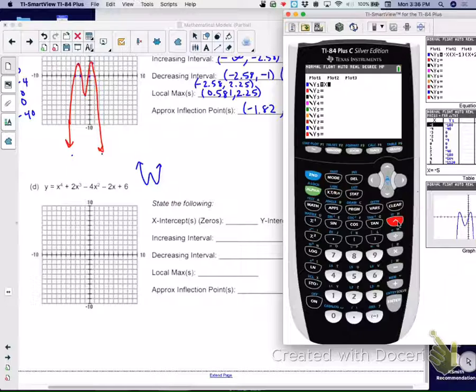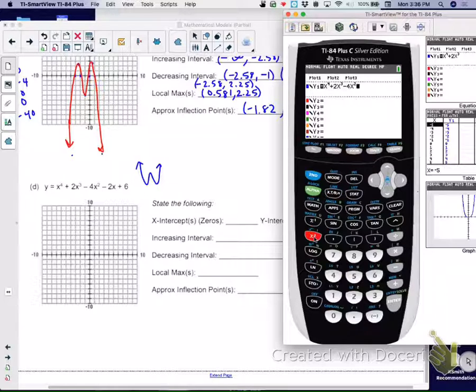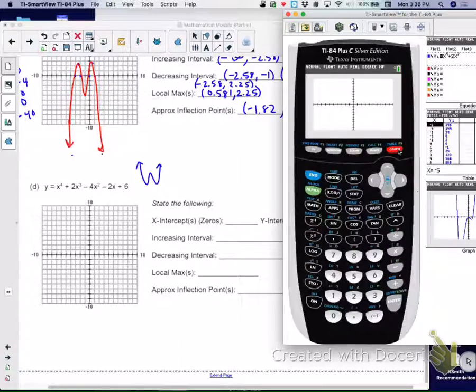So we have x to the 4th, arrow out of that, plus 2x to the 3rd minus 4x squared. Okay, and I'm double checking, and we're good. Okay, so graph. All right, so this one has that W shape, but it's a little weird, okay?